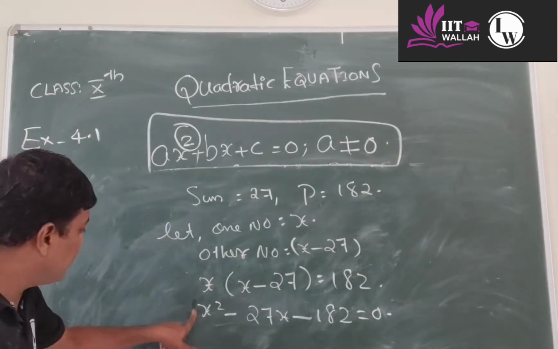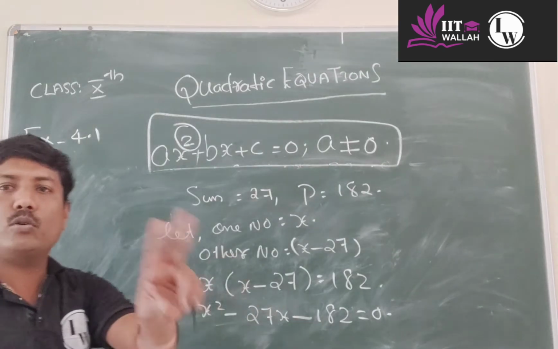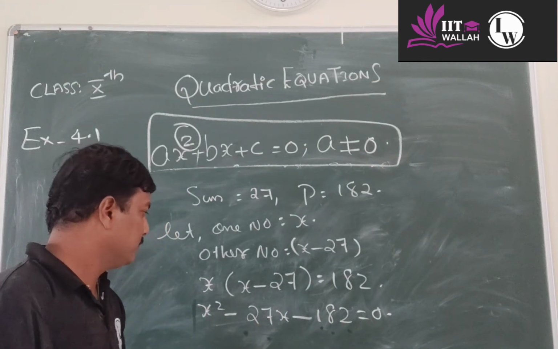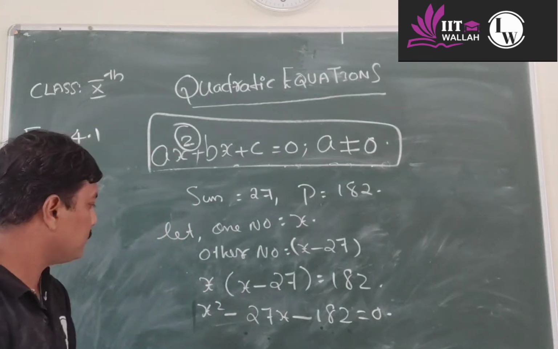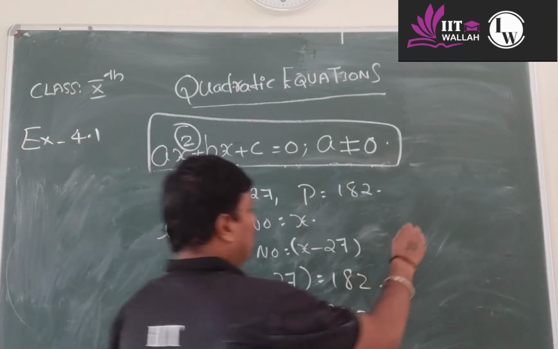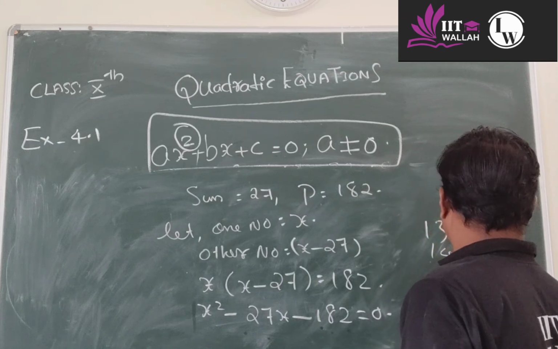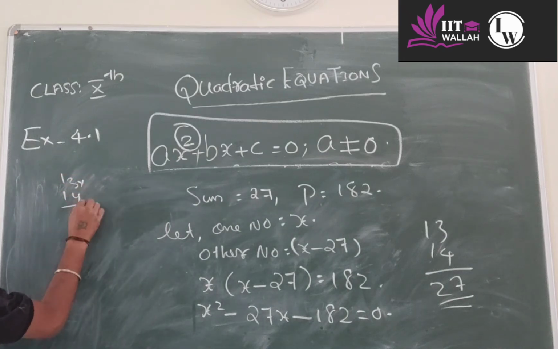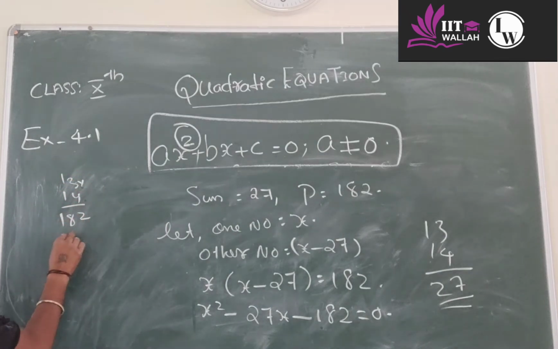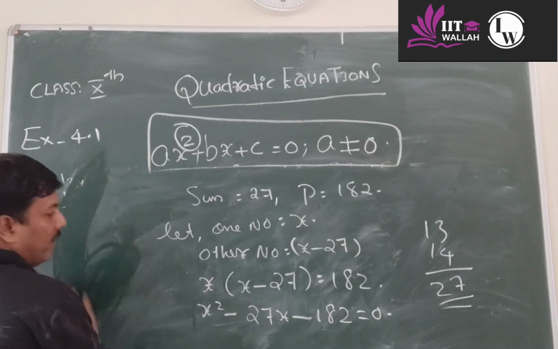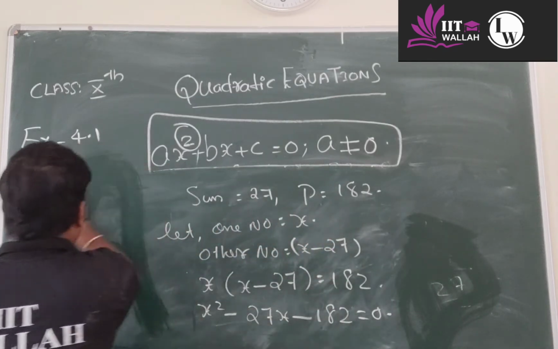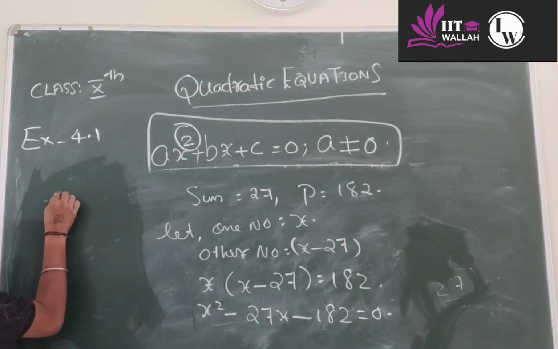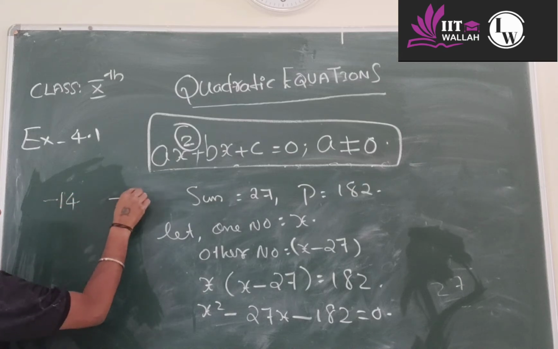Okay. Now the coefficient is 1, so it is so easy. You think about two numbers whose product is 182 and the sum is 27. What are the numbers? 13 and 14, you see. 27 we are getting, and 13 into 14 is 182. Okay, so our required numbers are minus 14 and minus 13.